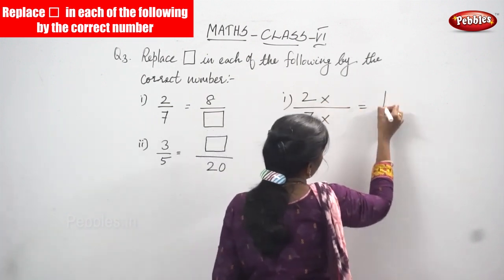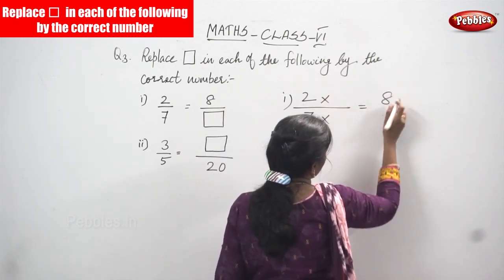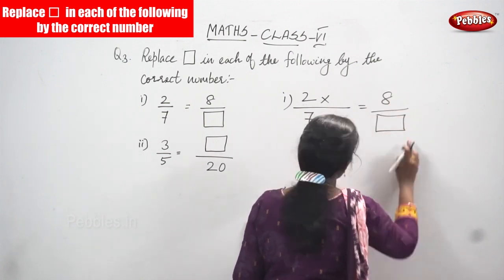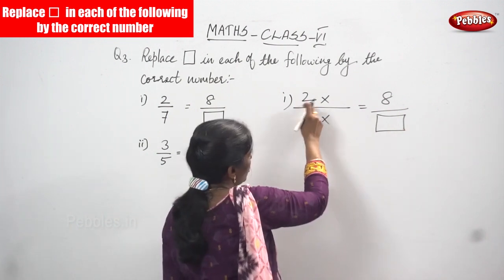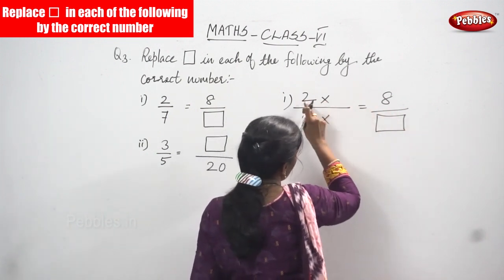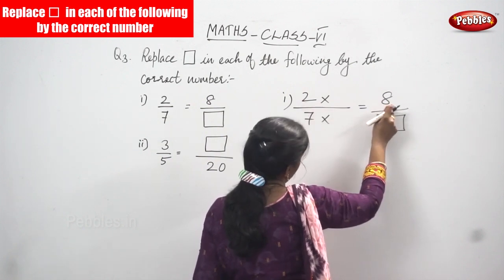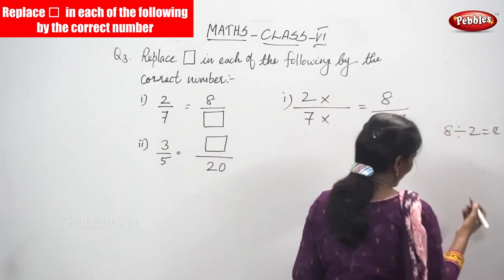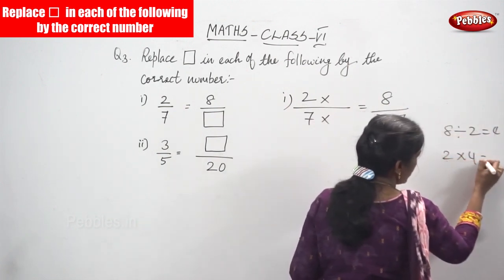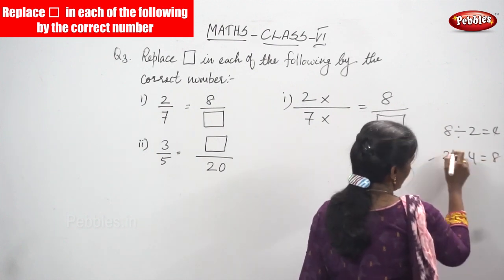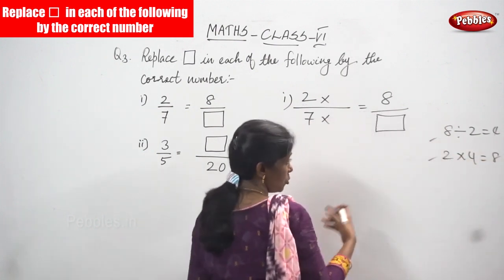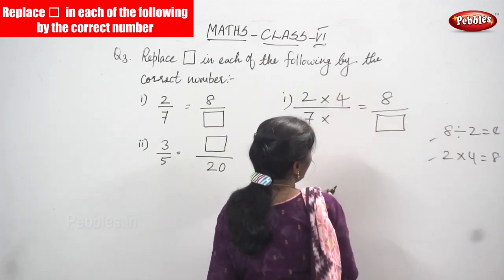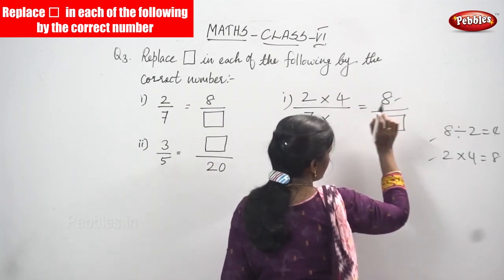The first one is 8, and the remaining you have to find out. So listen, 2 by 7. If you multiply 2 into 4, the answer is 8. And 8 divided by 2, you get 4, or else 2 into 4 you get 8. So you can do multiplication or division, both methods. You can choose any one of the methods and find the answer. 8 is already given, so no issues.